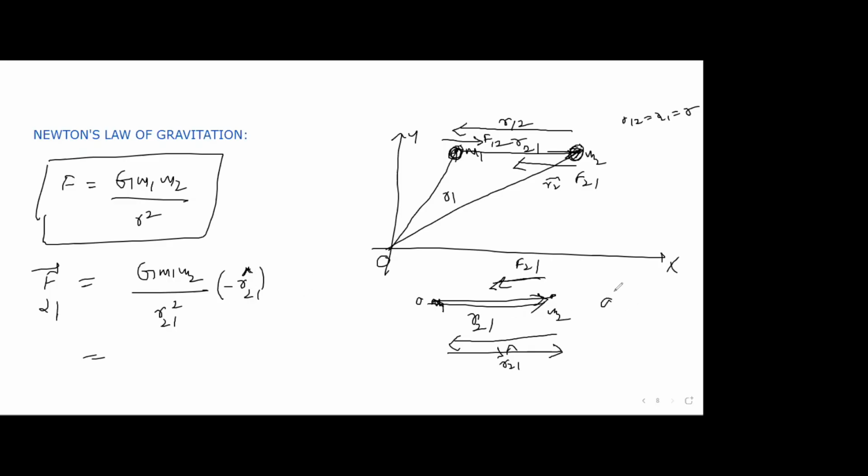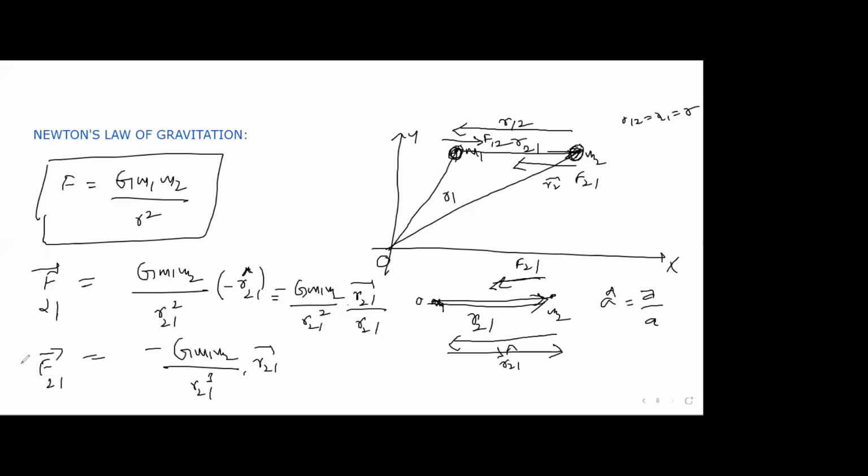So as you know, the definition of a cap is a bar by mod a bar. So I can also write this as minus G m1 m2 by r21 square into r21 cap, where r21 cap is r21 bar divided by r21. Hello, what can you write? r21 bar by r21. So you can also write in vector form simply as minus G m1 m2 by r12 cube into r12 bar. This is the force on the second particle because of the first particle. Following all of you? This is Newton's law in vector form.